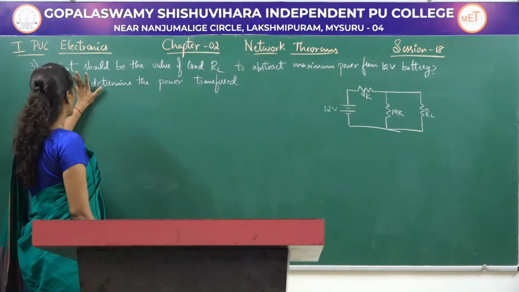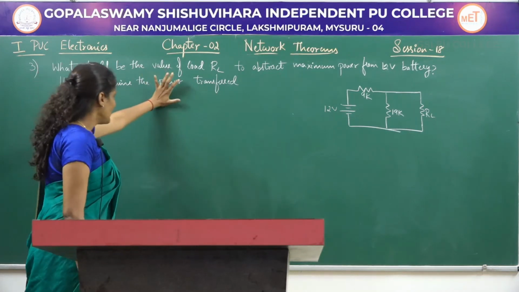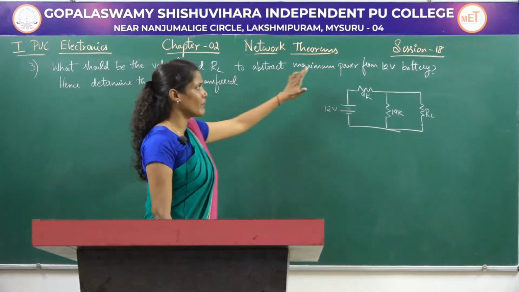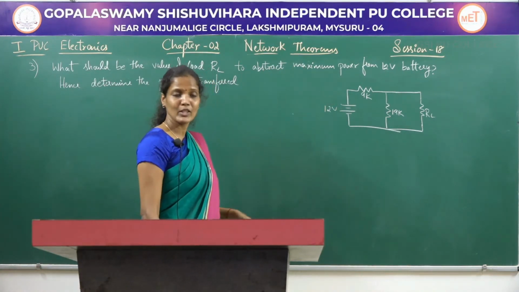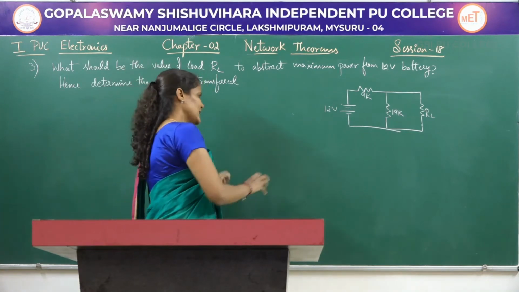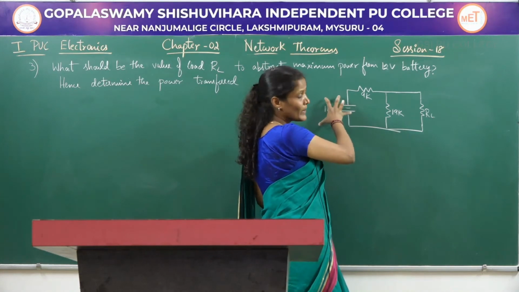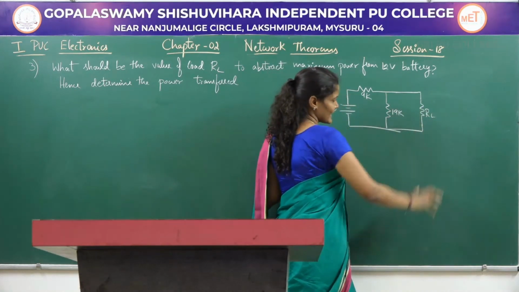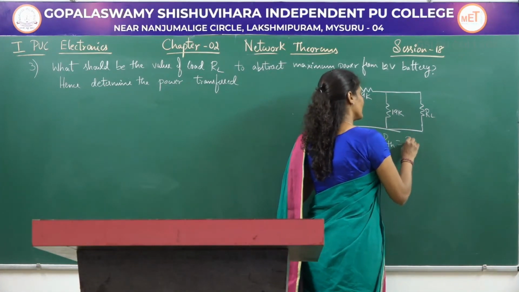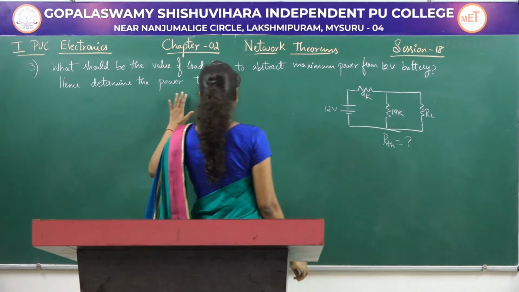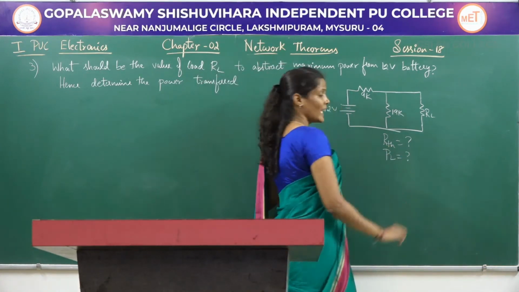So this is the next problem where you have to find out the value of load RL to extract maximum power from a 12 volts battery. So they have given a 12 volts battery. From this 12 volts, what will be the maximum amount of power that will be extracted by this load resistance that you have to find out, which is nothing but R Thevenin. You have to find out R Thevenin. Hence determine the power transferred. So you have to also find out PL.